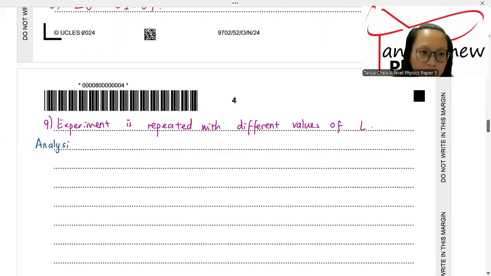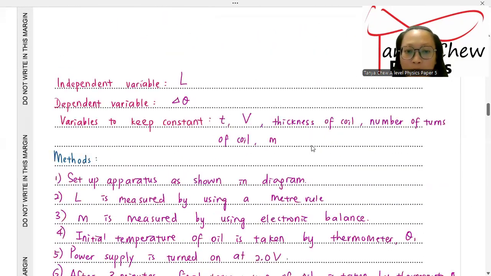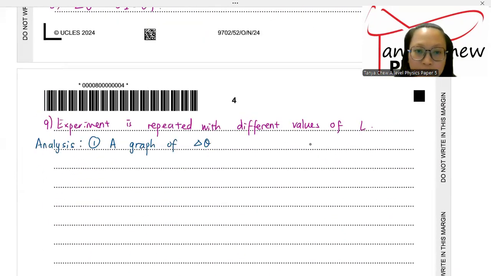Analysis. Remember for analysis, the mark given is 3 marks. So you have to write at least 3 points. So the first analysis I told you, okay, I'm going to talk about the graph. A graph of delta theta. So remember, let me scroll out a little bit. You can see my equation. Delta theta against 1 over L is being plotted, right? Delta theta against 1 over L is plotted.